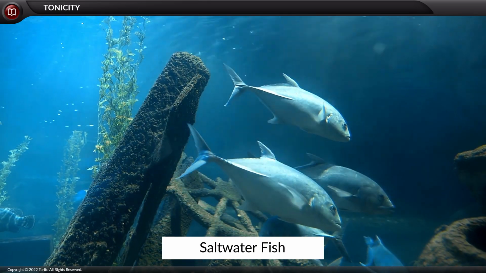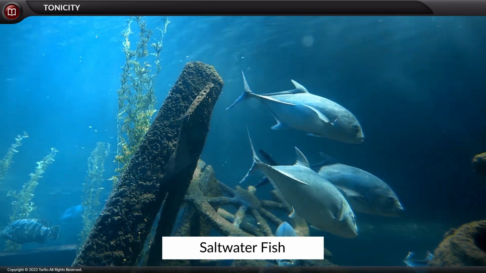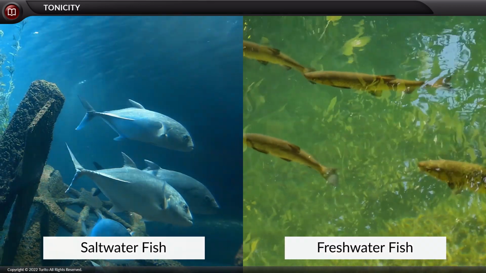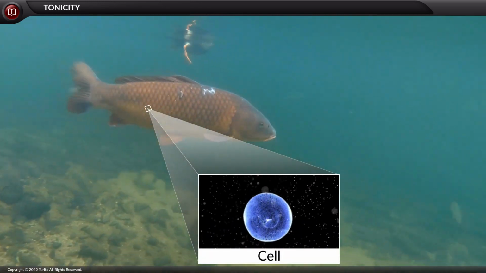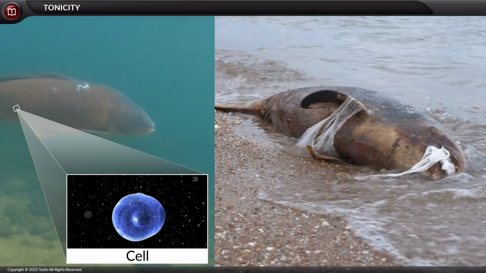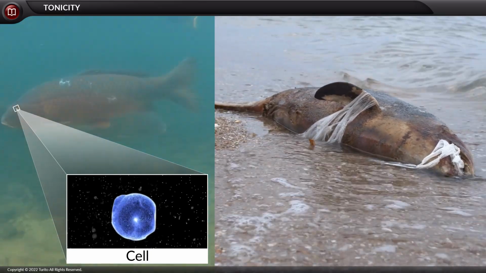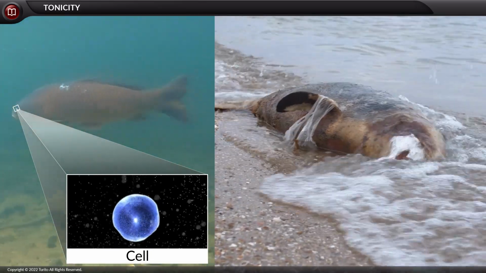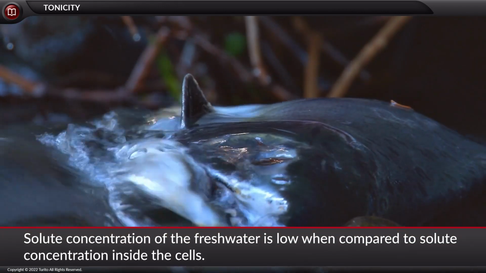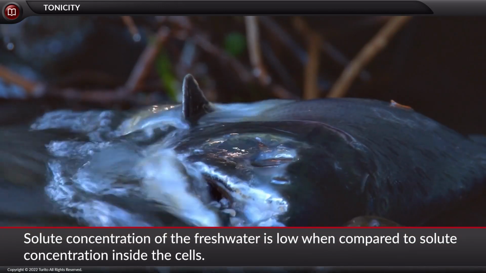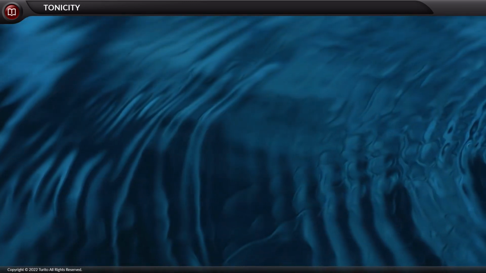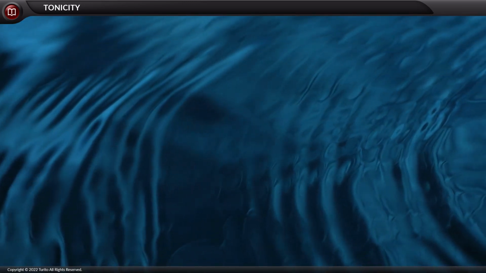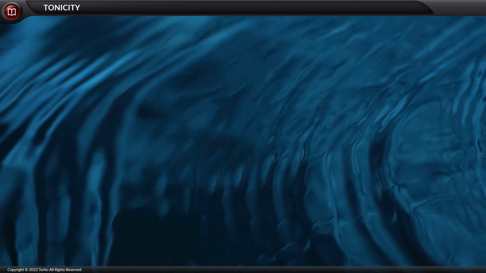Do you know that saltwater fish cannot survive in freshwater and vice versa? Upon entering freshwater, the water flows into the cells of saltwater fish, causing the cells to bulge and eventually burst, resulting in the fish's death. This is because the solute concentration of the freshwater is low, when compared to the solute concentration inside the cells. This movement of water between different concentration solutions can be understood by learning tonicity.